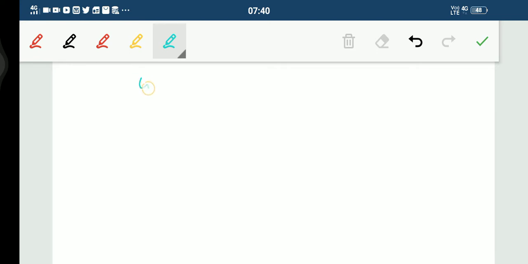The name of the chapter is work and energy.